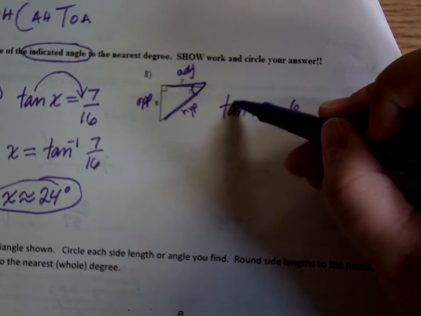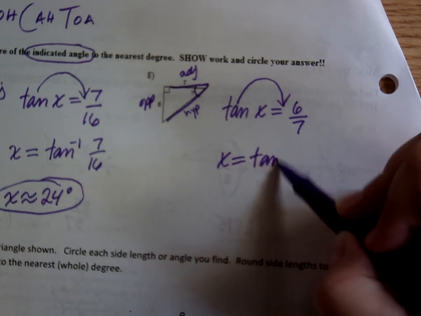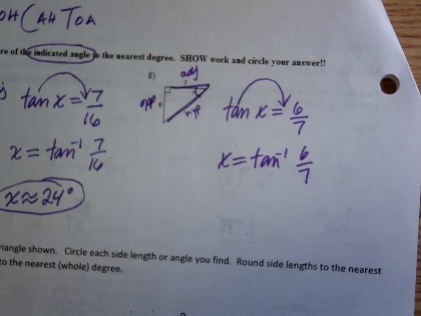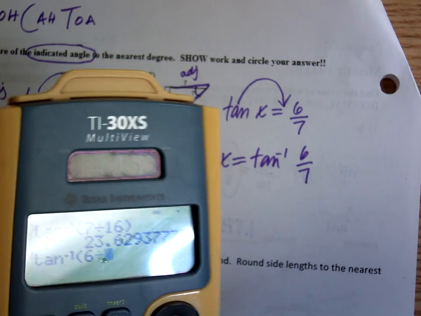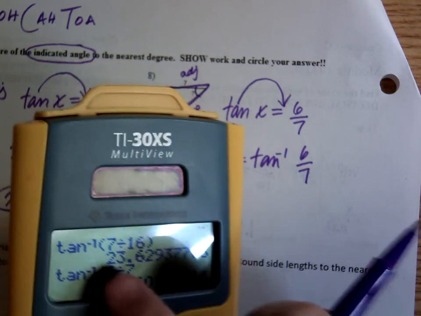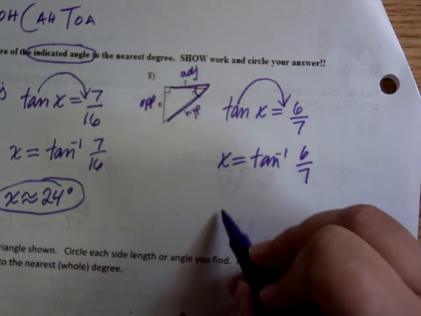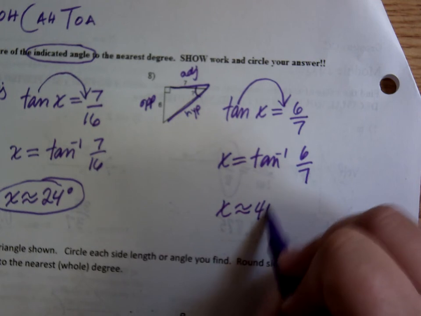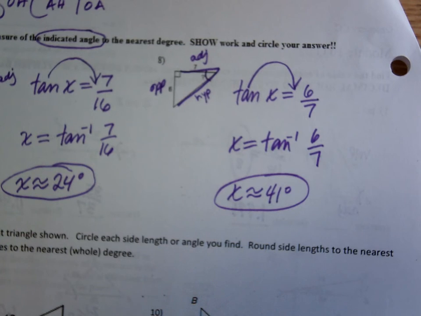When I don't know the angle, I have to get the tan away from it by doing inverse tan. So inverse tan of 6 over 7 equals x. So I do second tan 6 over 7, which is 6 divided by 7. And I get 40.6. Rounding that to the nearest degree means 41 degrees. Questions on either of those? Okay, that's the only time I press the second button is when I'm finding the angles.